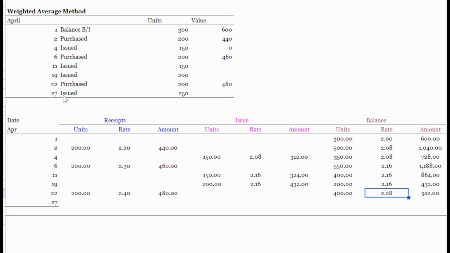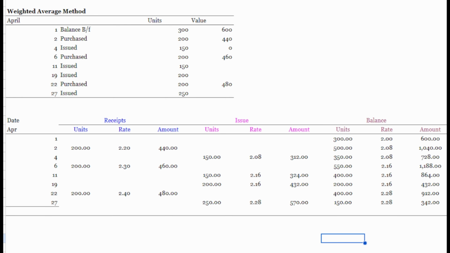On 27th, there is an issue of 250. So 400 minus 250 is 150 at 2.28, and 342 is the value. So when updating the balance, you have 400 minus 150, 250, 250. So this becomes 150. So 912 minus 570 is 342, and closing weighted average balance is at 2.28.